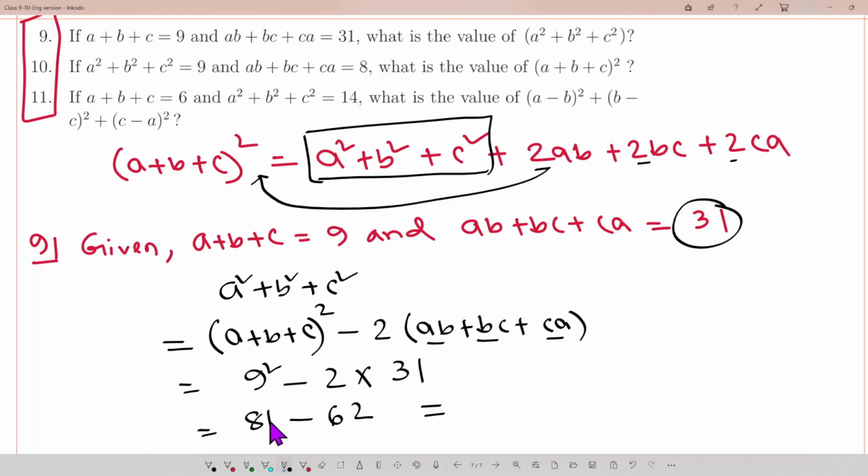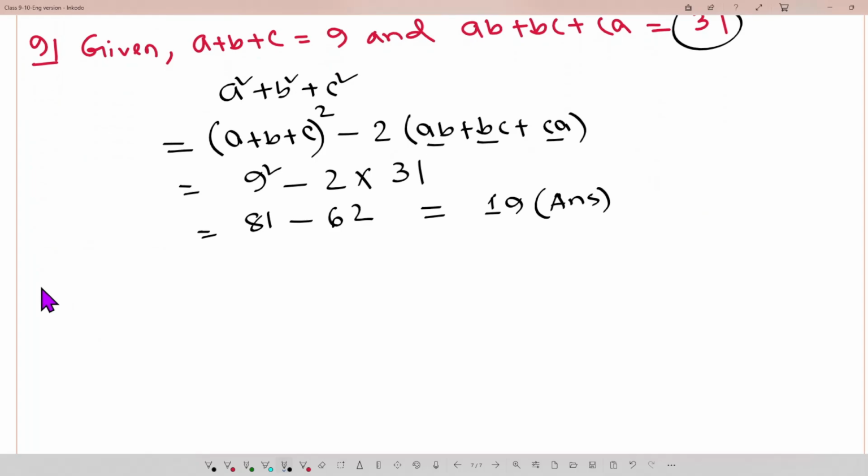So 11 minus 2 is 9, carry 1, so 8 minus 7 is 1. Our answer is 19. So number 9 is done. Number 10.